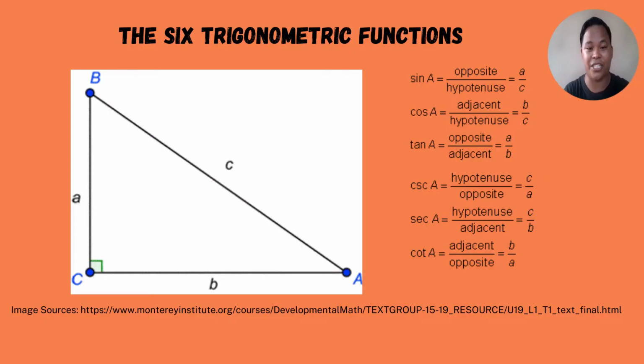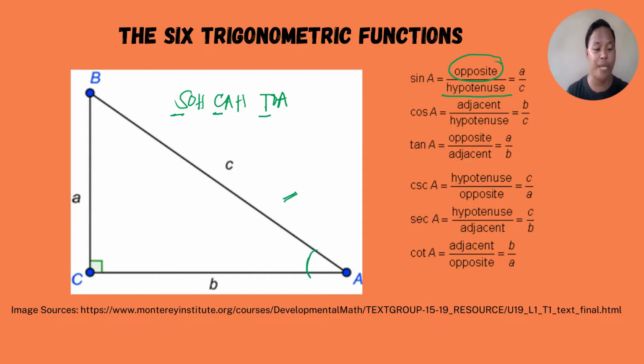Let's discuss the 6 trigonometric functions. And I know that you are already familiar with the acronym SOH-CAH-TOA. We have the sine, the cosine, and the tangent of an angle. And the sine is equal to the opposite side over the hypotenuse. In this given figure, the sine of this angle is equal to A over C, or the opposite side over the hypotenuse of this given triangle.